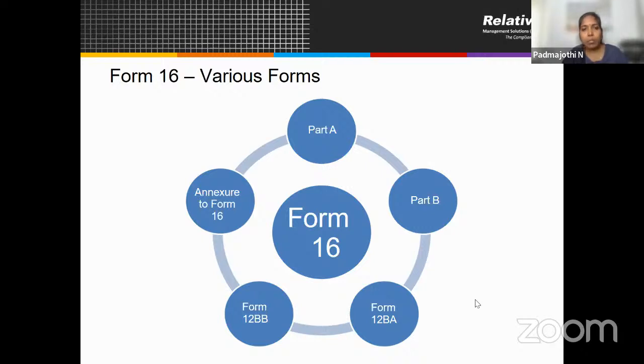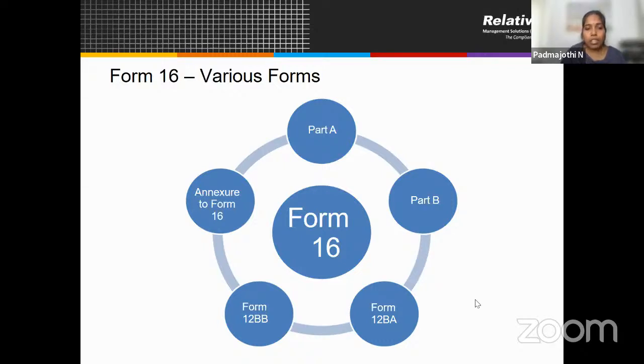In Form 12BA, the non-monetary perquisites are included: what non-monetary benefits have been provided to the employee, what kind of benefit it is, and what its value is. The annexure to Form 16 contains the details of the breakup. For example, in Part A we mention only the gross salary, whether it comes under 17(1), 17(2) or 17(3). Under 17(1), we will have multiple pay heads like basic, HRA, conveyance, and so on.